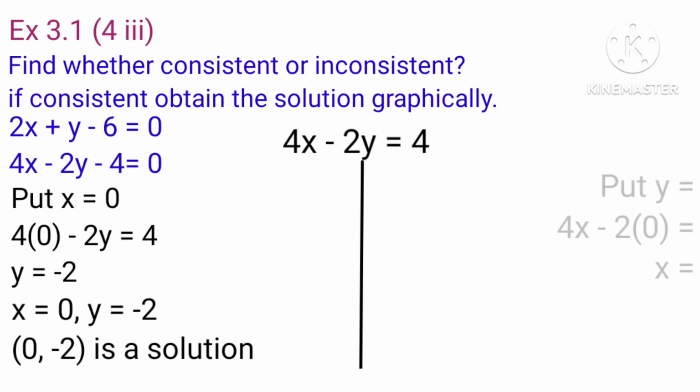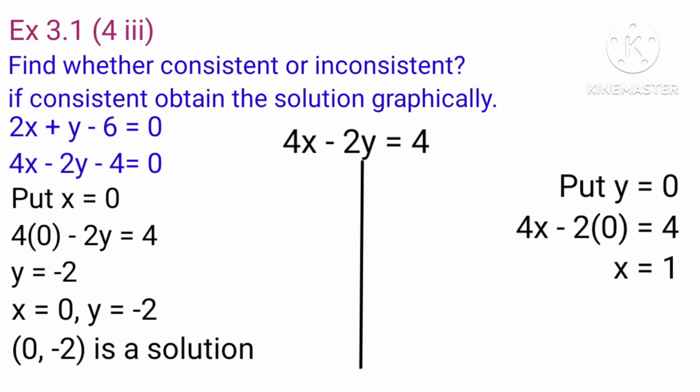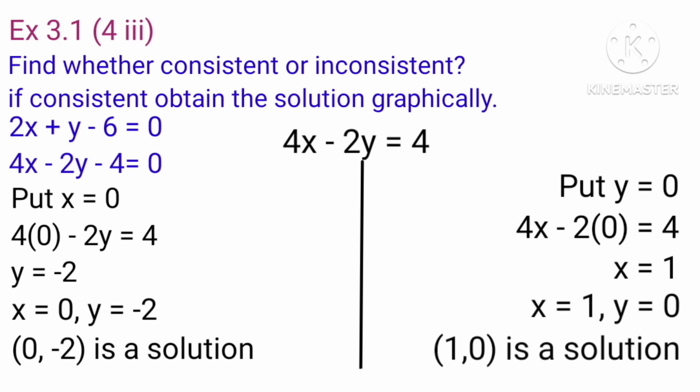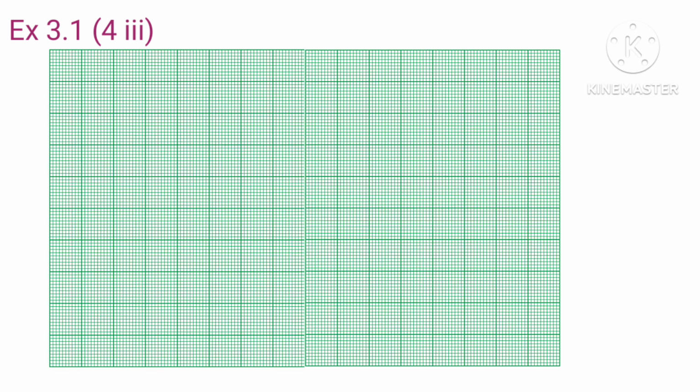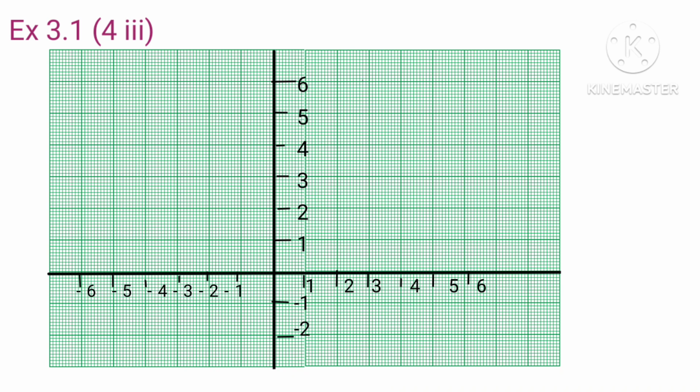And next I'm putting y is equal to 0. So 4x minus 2 into 0 is equal to 4. So 4x is equal to 4, x is equal to 1. So x is equal to 1 and y is equal to 0. So 1 comma 0 is a solution. So I'm taking 0 for x and y, but you can take any values like positive or negative integers like plus 1, plus 2 or minus 1, minus 2 or anything, any number you can take, you'll get the same solution in the graph. Now we have to plot the solution of equation 1 in the graph.